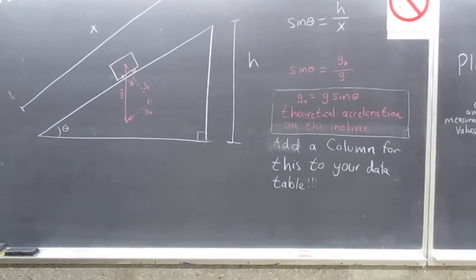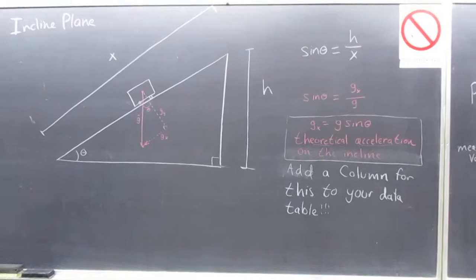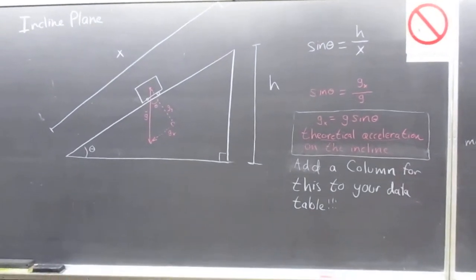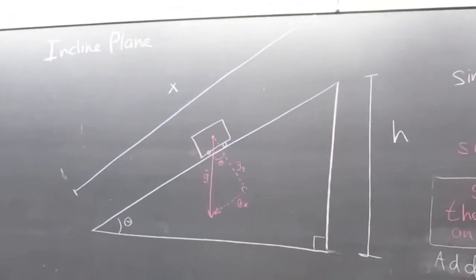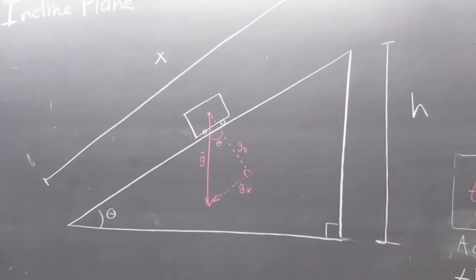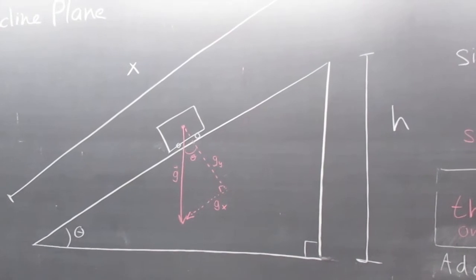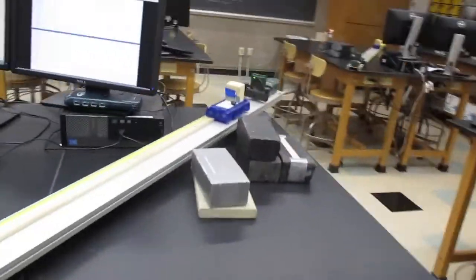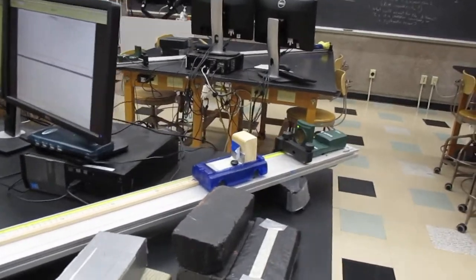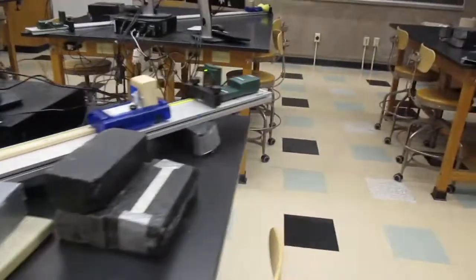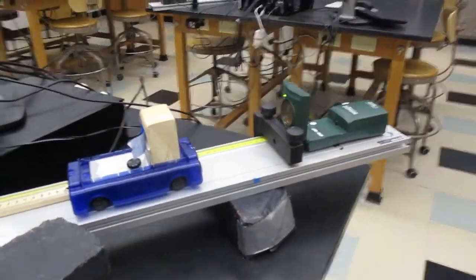Okay, so today we're going to be looking at the inclined plane experiment. What we have up here is a right triangle and a cart that's going to roll down the inclined plane, as shown here. So we have a motion detector, a cart, and an incline, and we have it propped up on one brick.